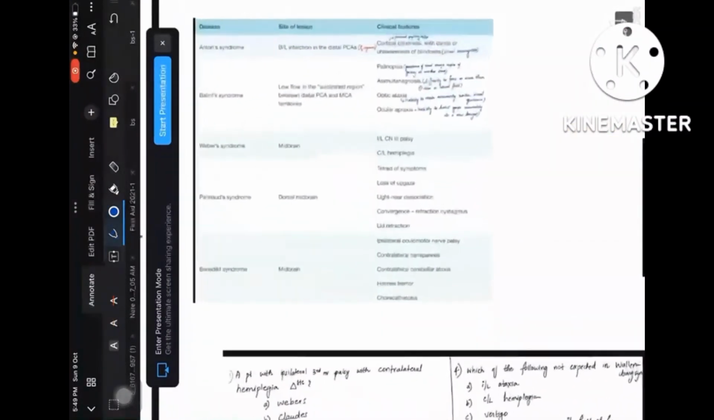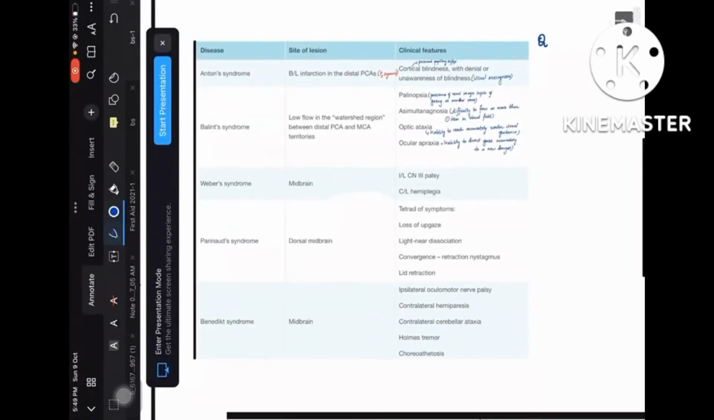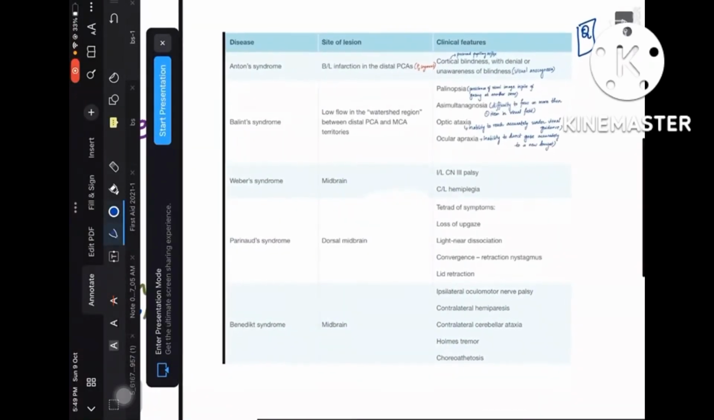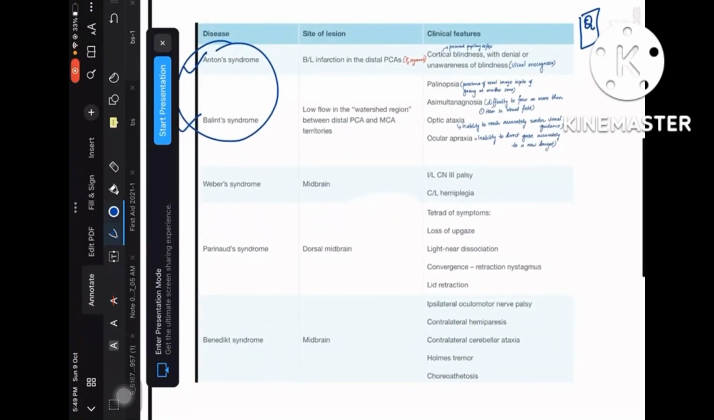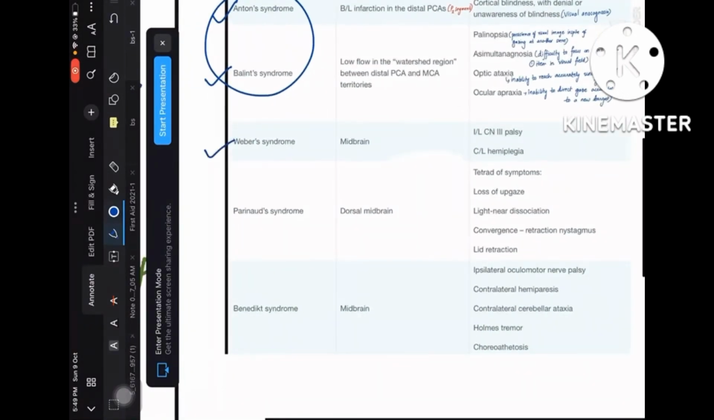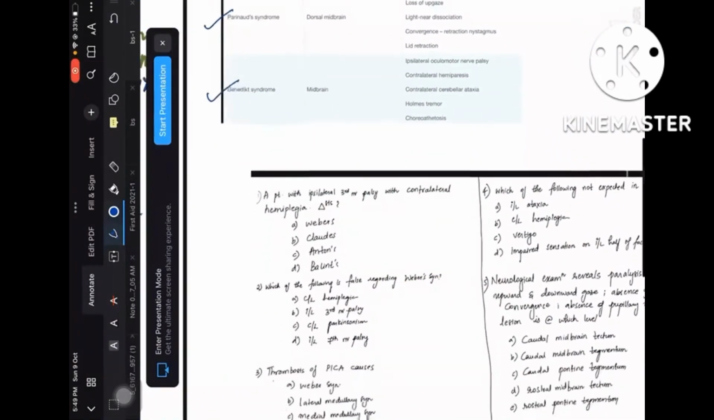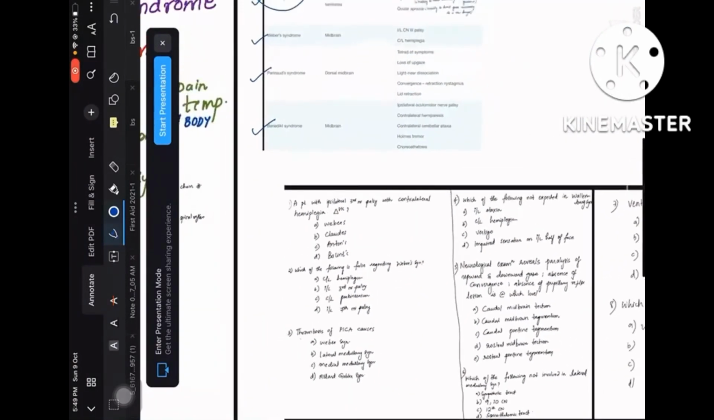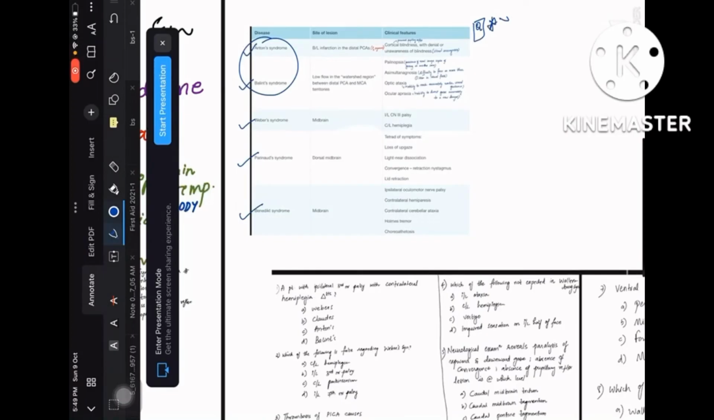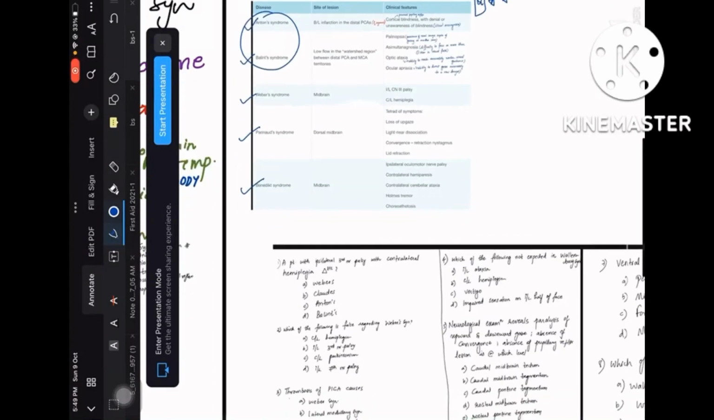I have brought you a pearl here. So you also have these few syndromes, Anton syndrome and Balint syndrome. These are the extra syndromes. I have written every point that you need to know. Read this from the PDF. There's nothing to explain from this. And Weber's is already done, Parinaud is done and Benedict syndrome is done. Now let us discuss the questions, guys. So it has already become a lengthy video. That's why I have skipped this table. You just read this table. There's nothing to explain from that.